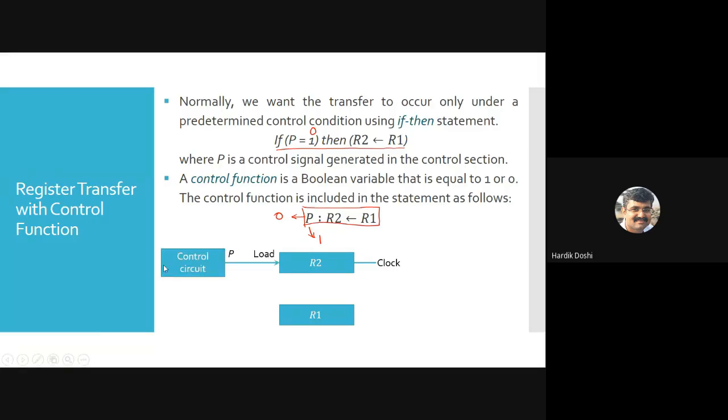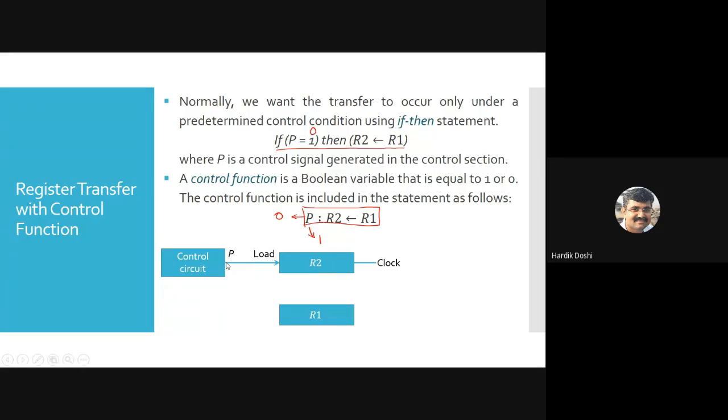Now there comes the control circuit. As mentioned in the system, P is a control signal generated in the control section. So this is my control circuit which will generate my P. The value of P will be 1. If and only if P is 1, at that time I am giving the command to the R2 register that it should load itself.